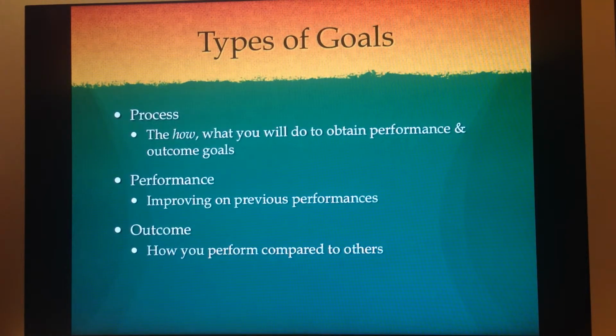And lastly, you have outcome goals. Outcome goals are how you perform in comparison to others. An example of an outcome goal would be, we want to place in the top 3 in conference this year. We want to win conference this year. Anything that has sort of a solidified outcome would be considered an outcome goal.